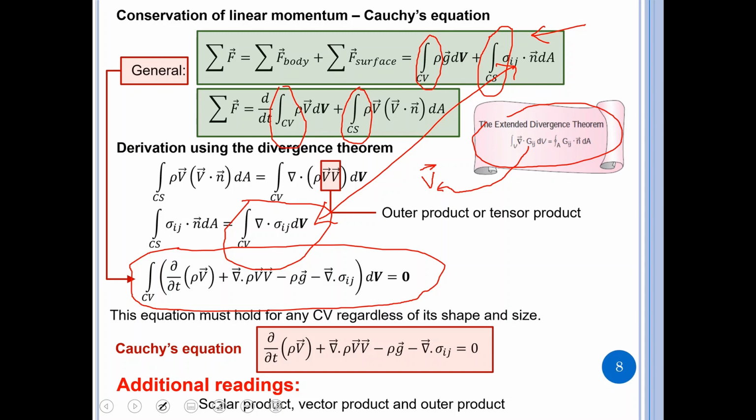Similarly, the second one, the integral over control surface rho v dot n dA becomes this, the integral over control volume del dot rho vv dV. And when we equate it, since the left hand sides are equal, the right hand sides are going to be equal as well, we get this expression.